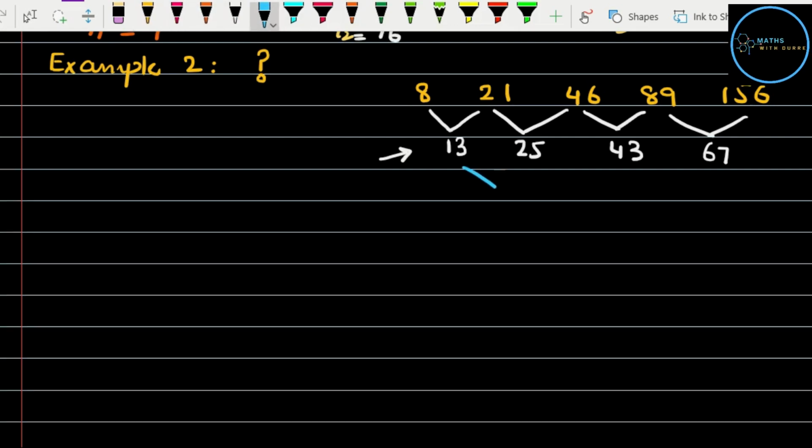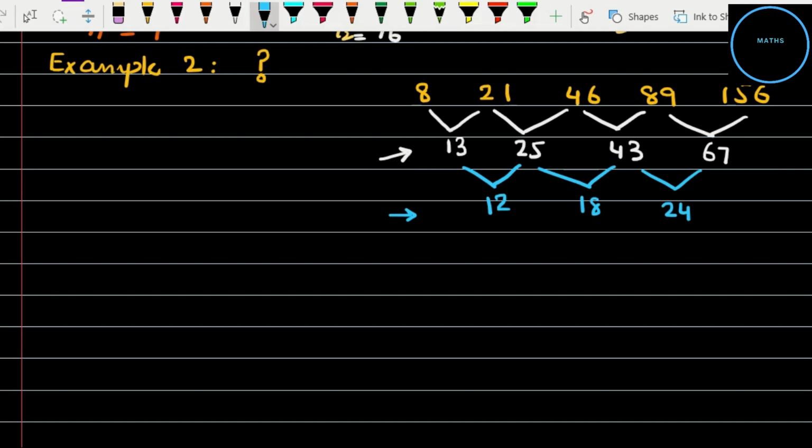What is the difference of 25 minus 13? That is 12. What is the difference of 43 minus 25? That is 18. And the difference of 67 minus 43 is 24. Stop here again and cross check. Are you getting the same difference at second time? No, that is not a constant term.